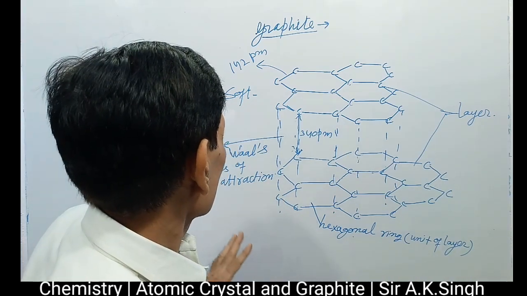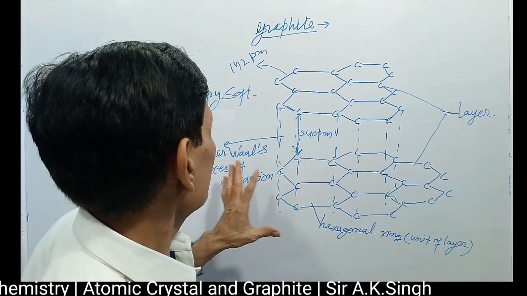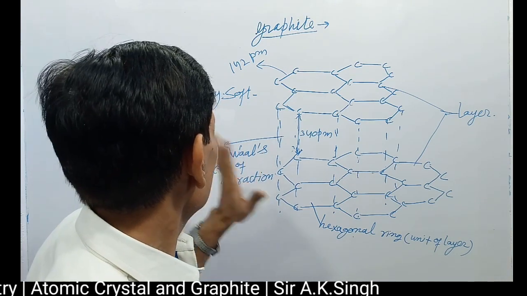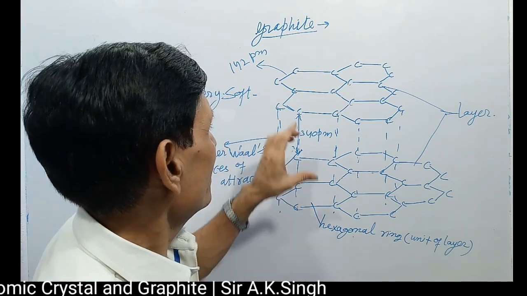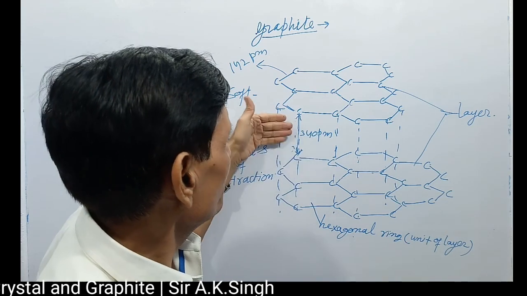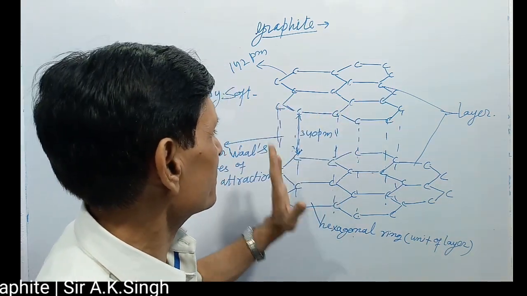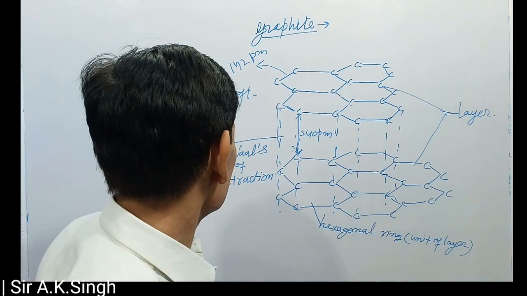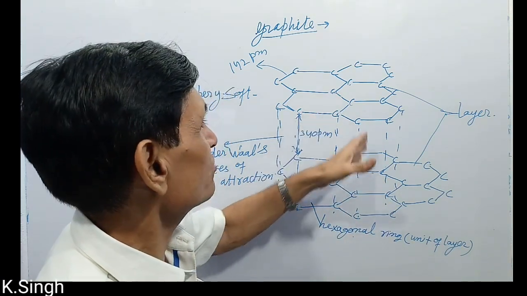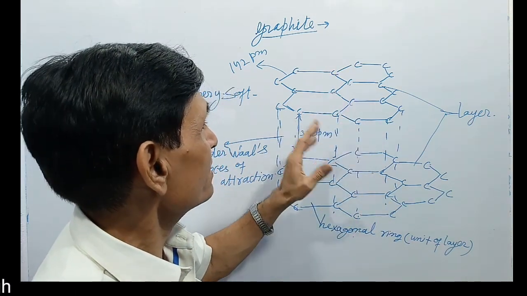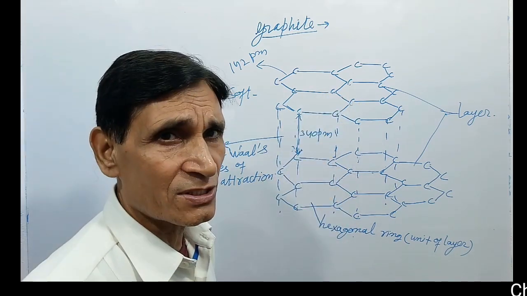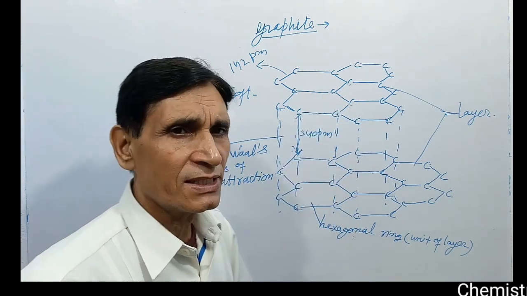Now these are some important properties of graphite: soft and slippery, high melting point, lower density than diamond because of the space between the layers, good conductor of electricity due to free electrons, and a high melting point around 3500, but this is less than that of diamond. Now these are some important things.